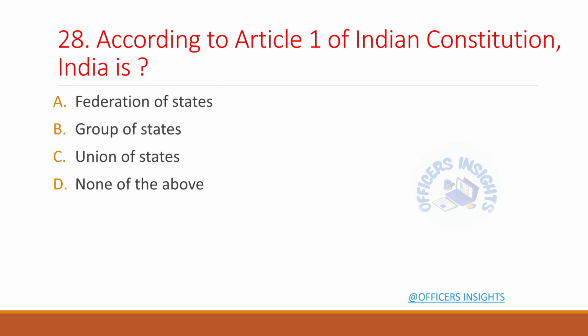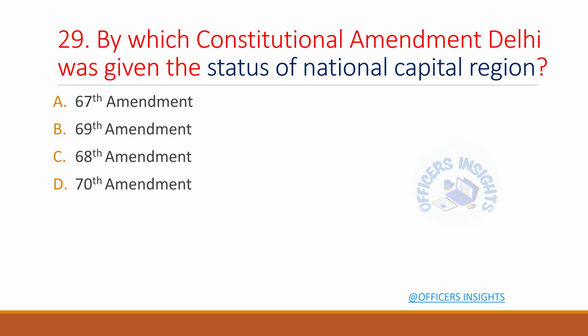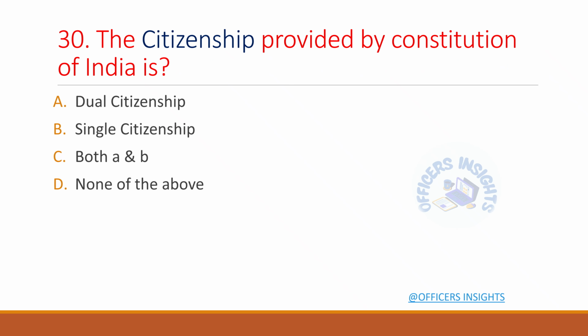According to Article 1 of the Constitution, India is. Correct answer is option C, Union of States. By which constitutional amendment Delhi was given the status of National Capital Region? Correct answer is option B, 69th Amendment. The citizenship provided by Constitution of India is. Correct answer is option B, single citizenship.